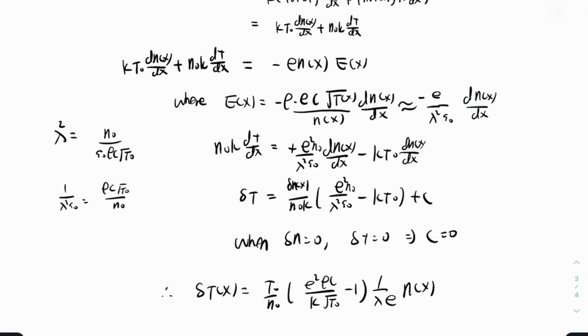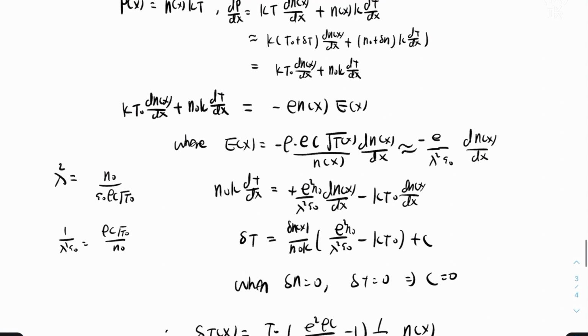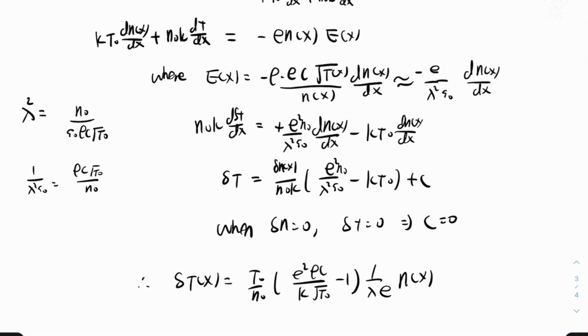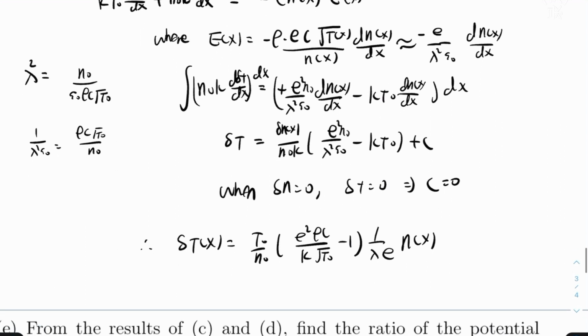And now, plugging the terms, we can see n0 k times dt divided by dx is equal to this term. Well, you just need to take the integral for both parts and just times it by dx and take the integral. You will actually see that delta t is actually equal to delta n times this whole stuff over here plus a constant.